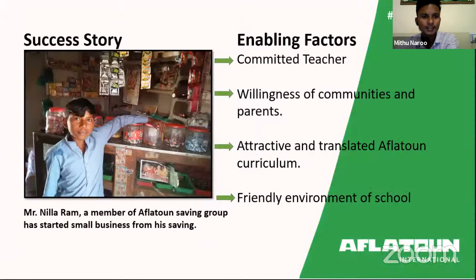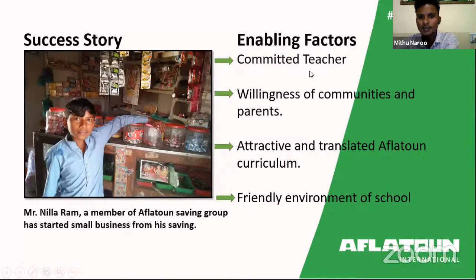So here is a success story. Mr. Nilaram, a member of the Aflatoun saving group, has started a small business from his savings. He started the small business from 2,000 Pak rupees, and now the worth of this small shop is near about 10,000. He is also supporting his father, because his father works on daily wages, and sometimes his father earns 200 or 500, but if sometimes his father doesn't earn, he supports his family.